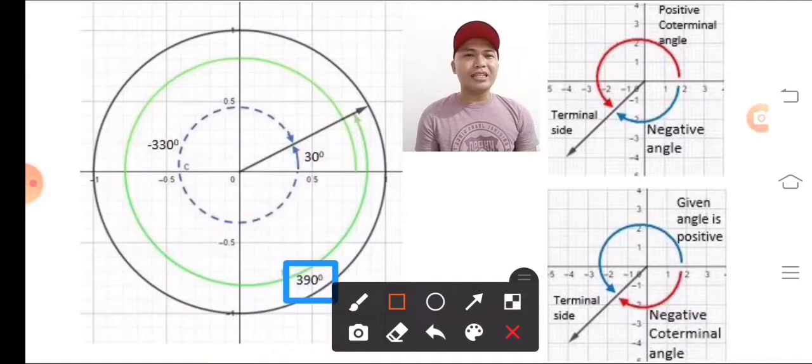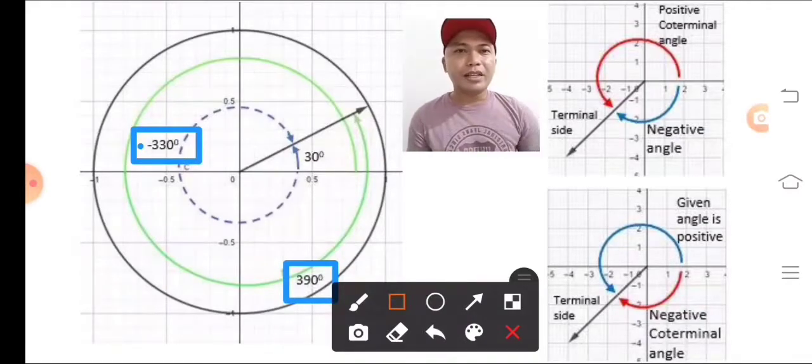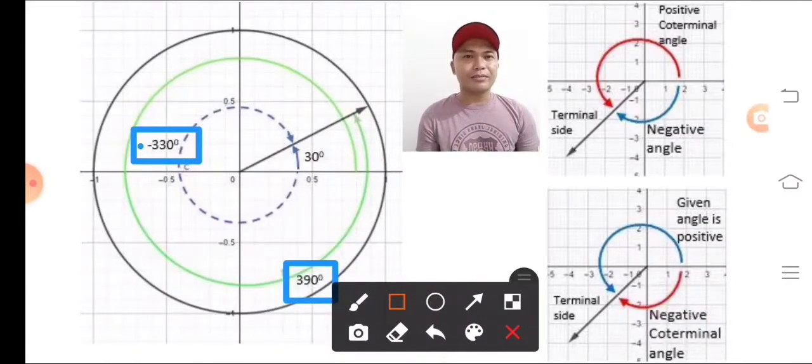Now how about the greatest negative coterminal angle? You can simply subtract 360. So 30 degrees minus 360. The result is negative 330 degrees. And that negative 330 degrees, as I have said, is the greatest negative coterminal angle.